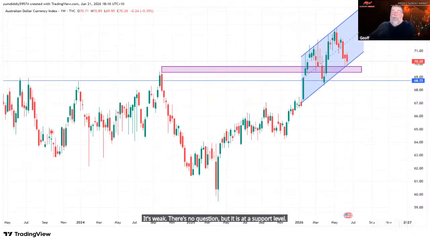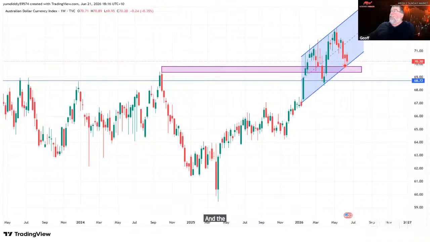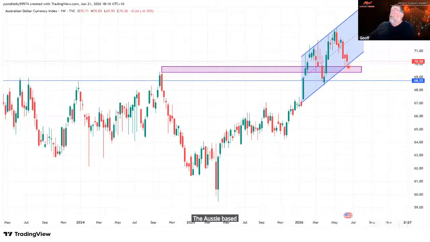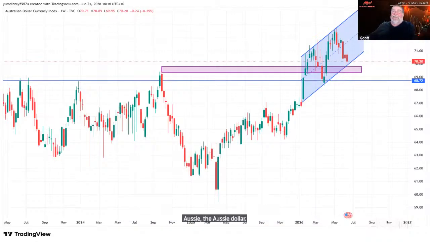The Australian dollar index is quite the reverse of that, pretty much, because we're getting bounce, bounce, bounce, potential bounce here at a strong support level, and the bottom of this channel represents that as well. Reversal bar there, or hammer last week, or sorry, the week before last, failed to take out the low of that. I'm bullish the Aussie based on those facts. We are at a strong support level. We've bounced off it, failed to take out the low, and we're in a nice position to go long here on Aussie dollar. The Aussie dollar, the Australian dollar. Let me get that right.